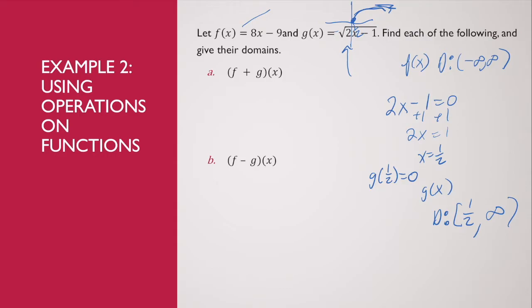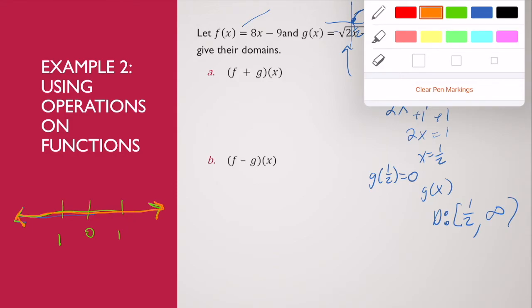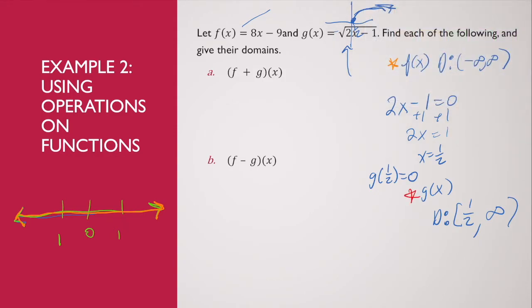Well, let's change colors and let's use a number line because that makes me happy. So we've got 0, 1. Okay, so in orange, we have the domain of f of x. In red, we have the domain of g of x, which goes from 1/2 included, right, bracket, to positive infinity.